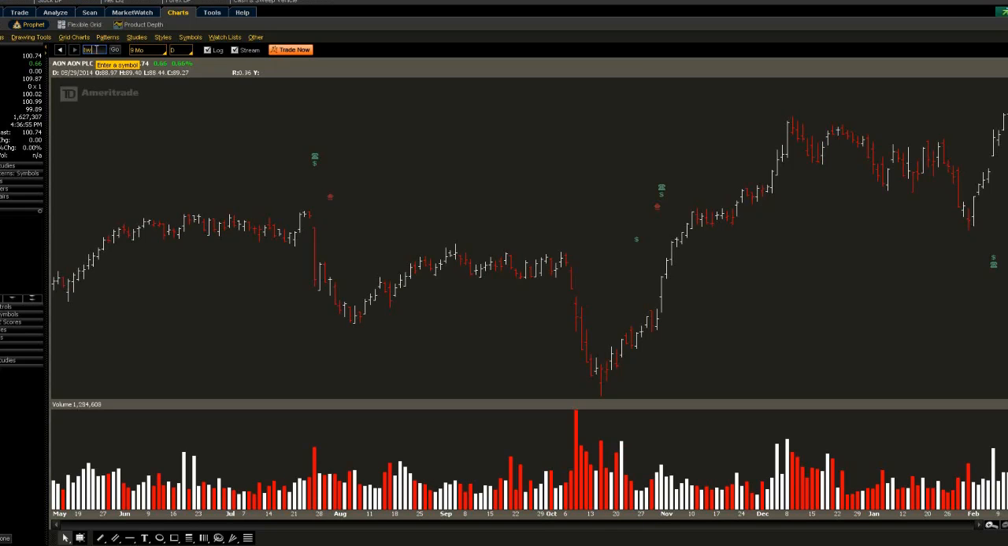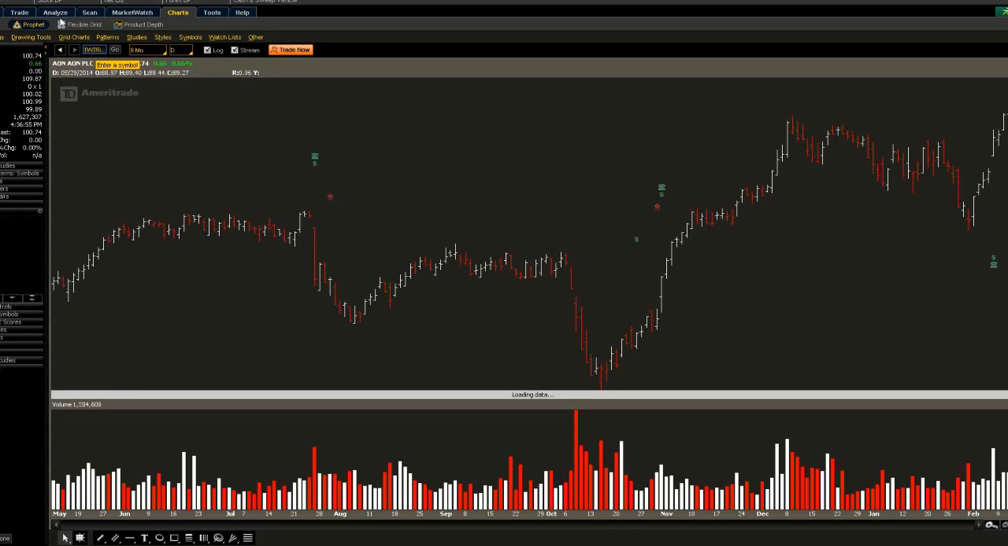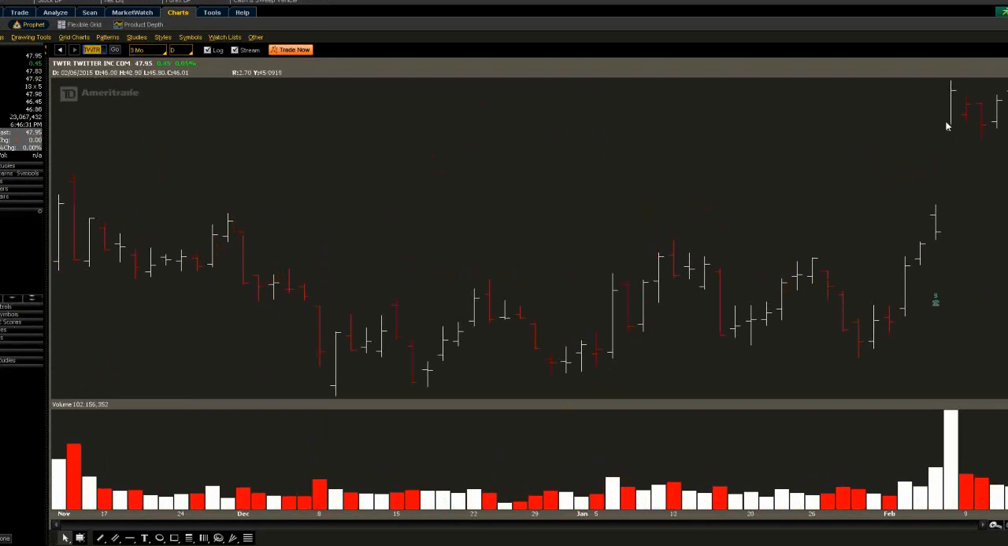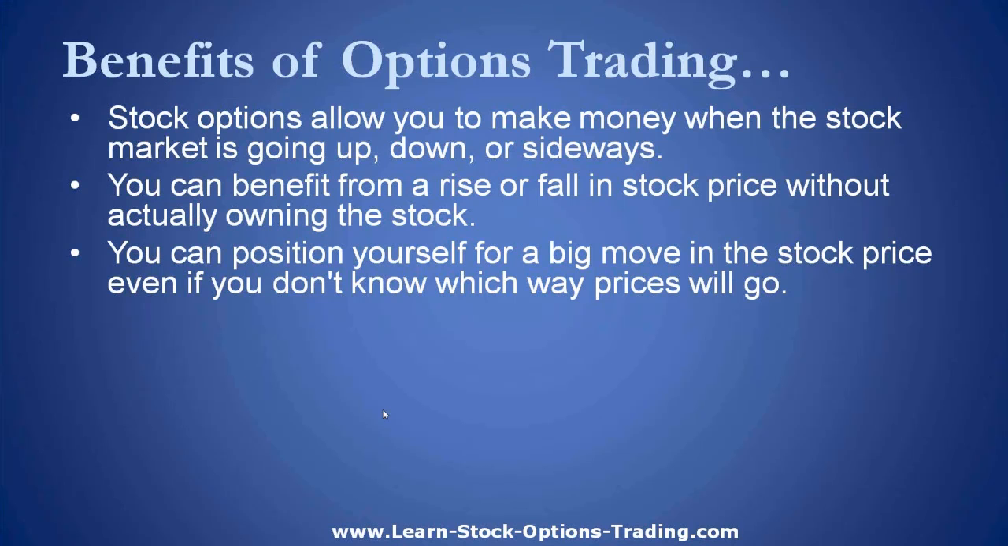We may not come to my broker screen that much because the book is based on teaching people who don't have a platform. But real quick, I just wanted to pop up Twitter. Let's say you were following Twitter. Twitter had company earnings recently. And what if you wanted to speculate or gamble that Twitter would go up or crash down in price? Well, there's a strategy where you can actually position yourself to make money no matter which way it goes. It's called a straddle or a strangle.